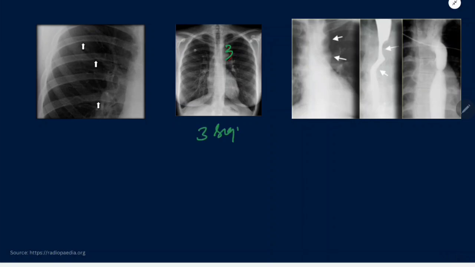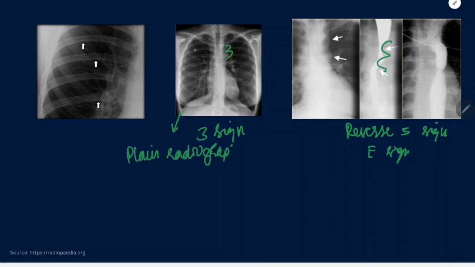Okay, 3 sign, and you can see this reverse 3 sign. So reverse 3 sign, or we can say this as E sign. So what is this and what is this? This is a plain radiograph. Okay, plain radiograph, if you are seeing 3 sign, this is suggestive of coarctation of aorta.